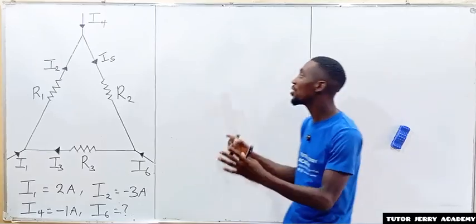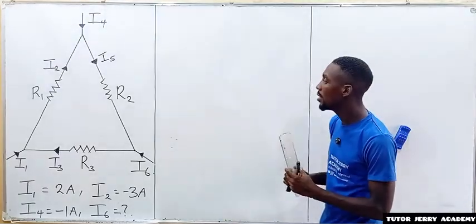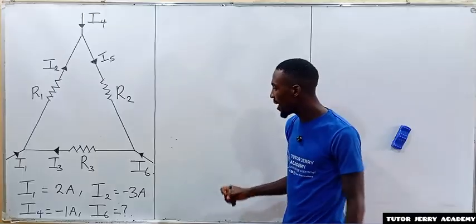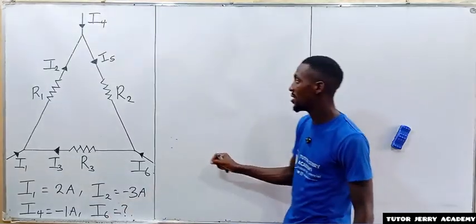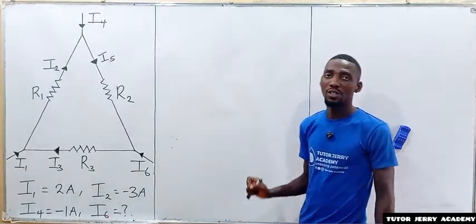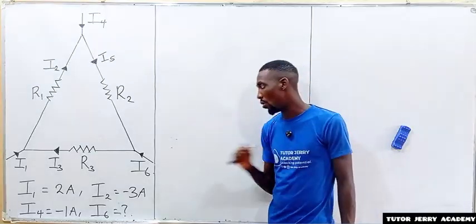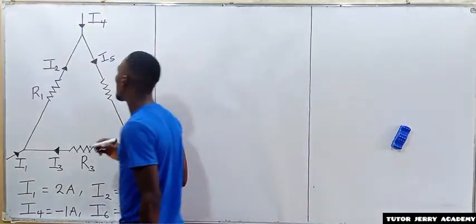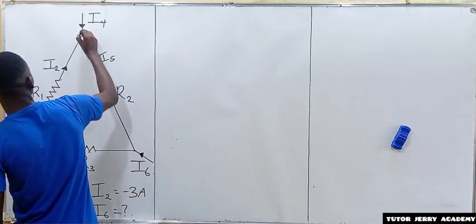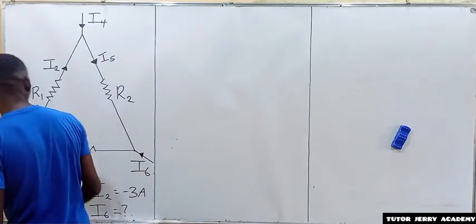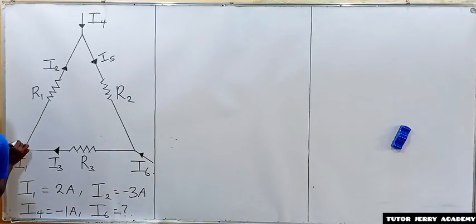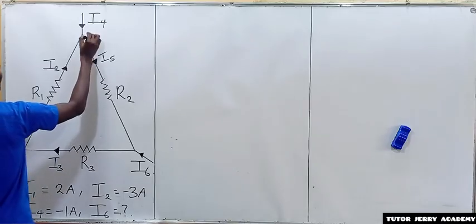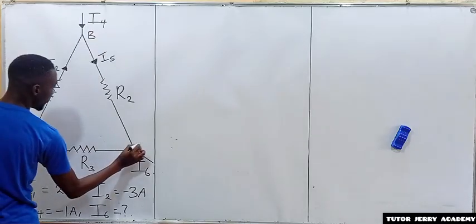All right, we are going to analyze the question above. The question says we should find the value of I6, that is the current I6. We are going to be solving this question using Kirchhoff's current law. Don't forget, we have a node here, a node here, and another node here. Let's call this point A, this point B, and this point C.